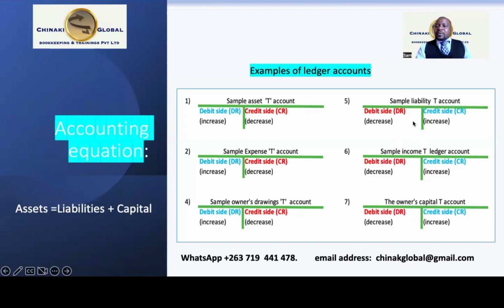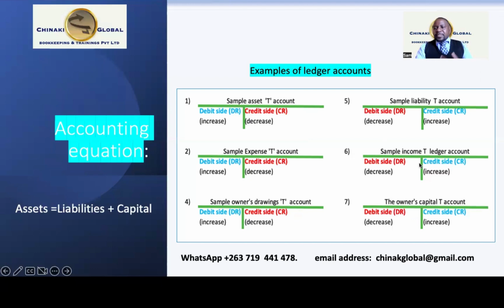Then we also have liabilities. Liabilities are short-term or long-term obligations which are supposed to be paid by the business as they fall due. They may constitute loans or overdrafts, or creditors. But when we are increasing our liabilities, we need to credit our general ledger. When we are reducing them by paying out, we need to debit.